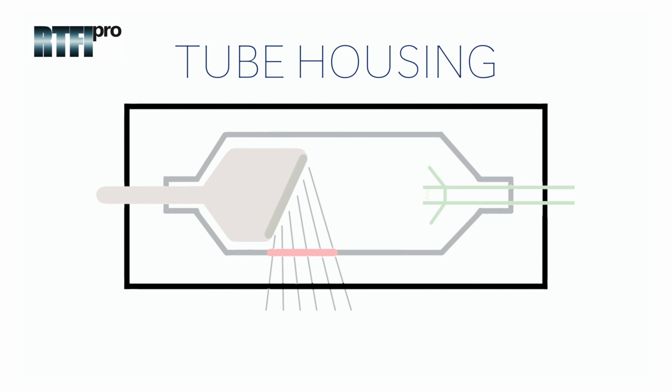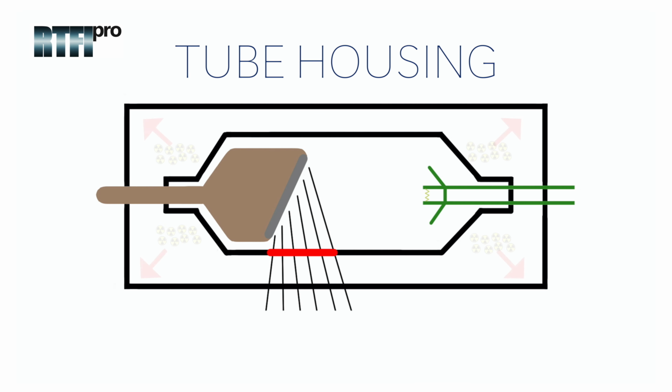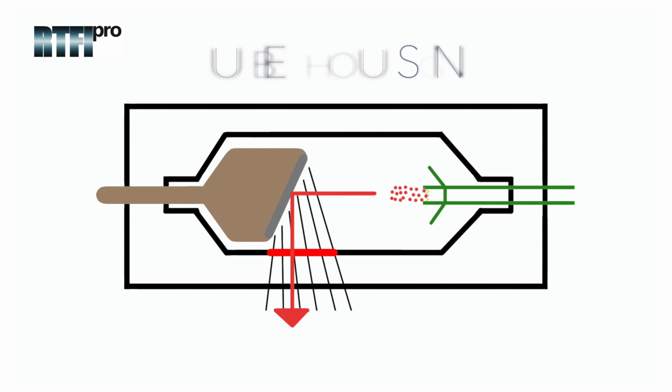Tube housing. The final major component of the tube is the tube housing, also known as metal or lead housing, which serves as a shield to prevent the X-rays from being emitted throughout different areas of the tube. The tube housing absorbs all the X-ray photons except the ones aimed at the object being examined.